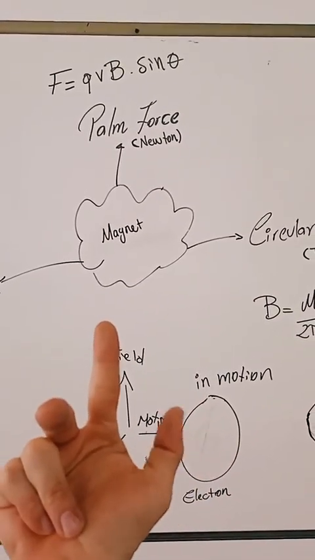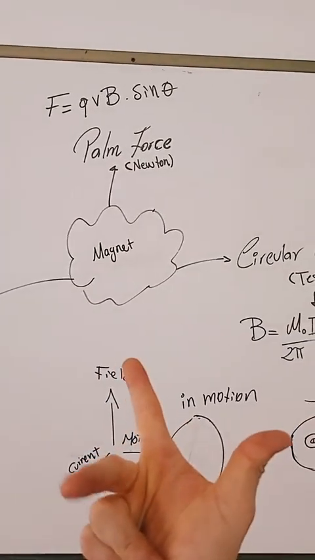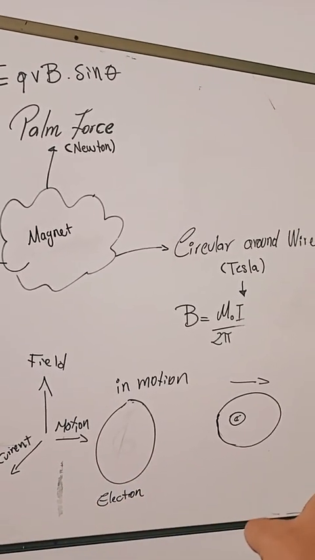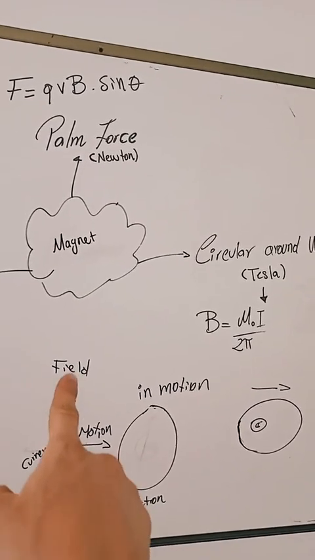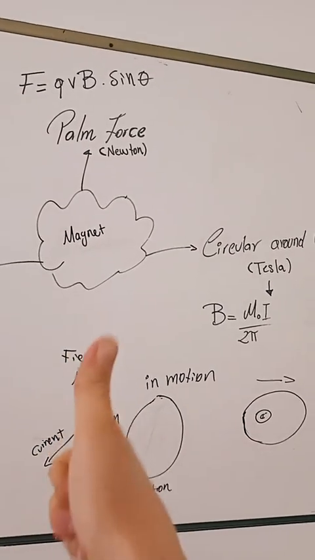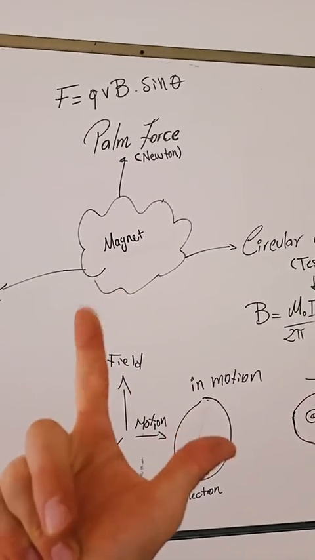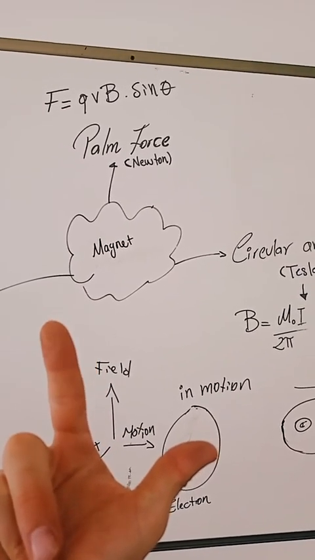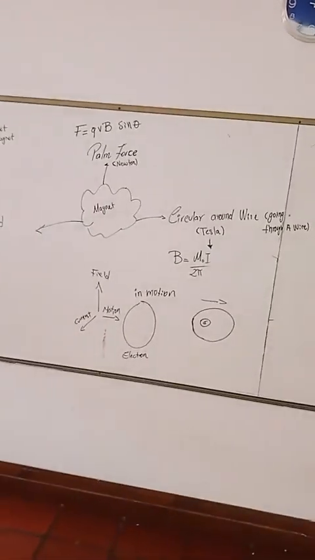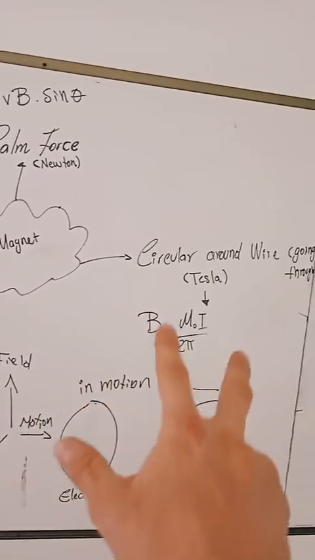This is applied in this way because the motion is here, okay? Motion, field, current. If this electron is moving toward the right, we will have this diagram, and the force will be here. Motion, field, and this is going to be the force. In the upcoming videos, we will develop examples in order to have a better understanding of this, okay?